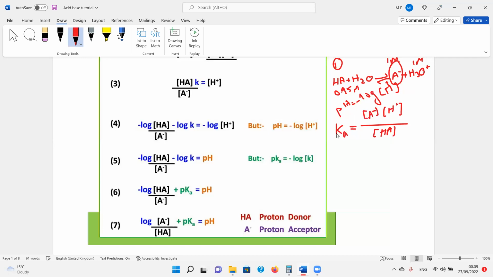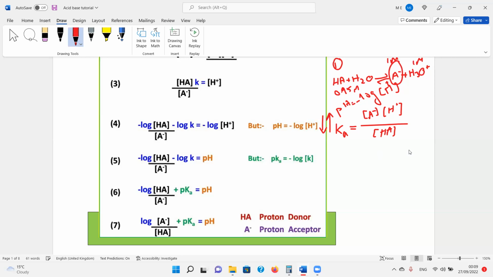Now, if Ka is big, that means the dissociation of this HA is big. If the value of Ka is big, that means this acid here is dissociating more. In other words, basically this acid is giving more hydrogen ion into the solution. But if this Ka is small, that means the acid is not giving enough hydrogen ion into the solution. The acid likes to stay the way it is as HA. It doesn't like to dissociate.